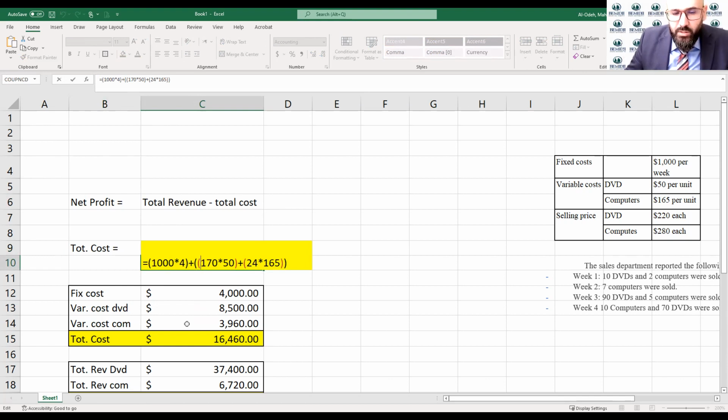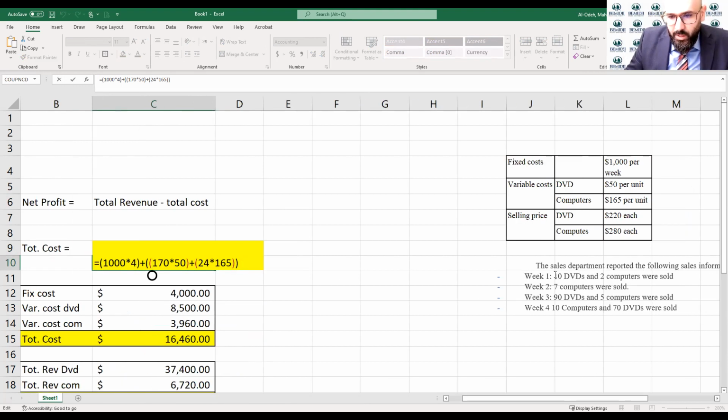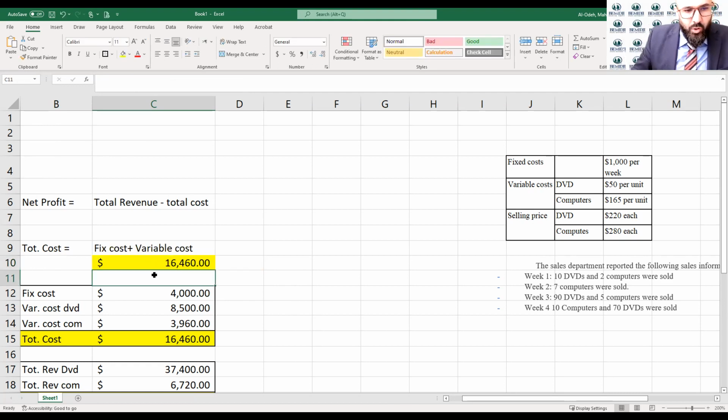plus we've sold 170 DVDs. If you add how many DVDs we've sold, 10 right here, 90 here, and 70 right there, that would be 170. Cost for each one is 50. And for the computers, we've sold 24 of these. This is coming from 2 in here, 7 here, 5 here, and 10 on week 4. That will make it 24 computers sold over the past 4 weeks. And so that will give you a total cost of $16,460.